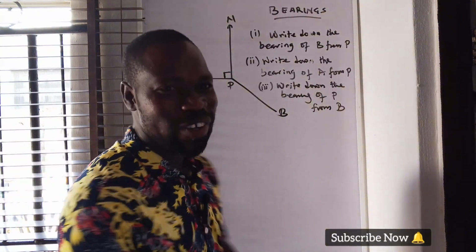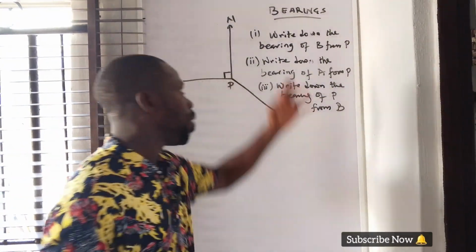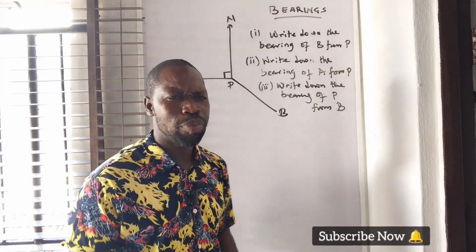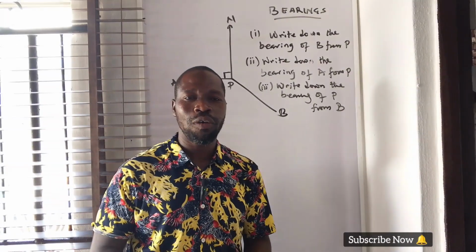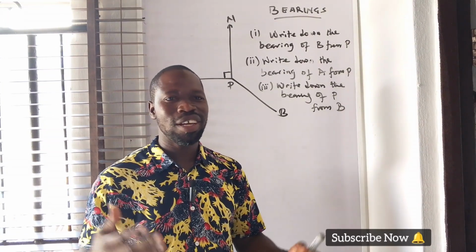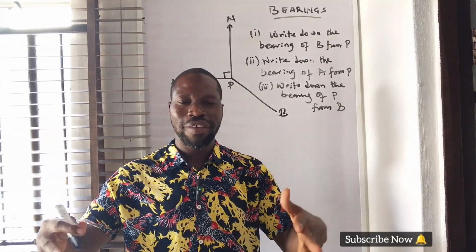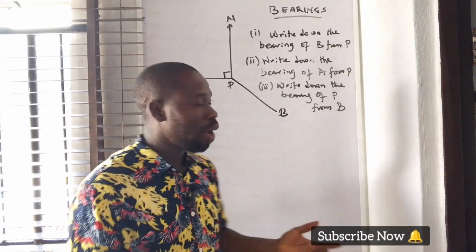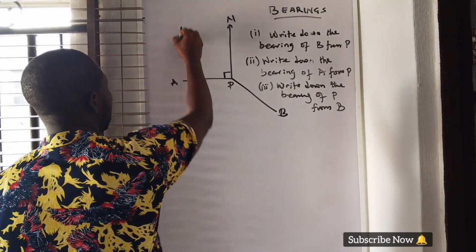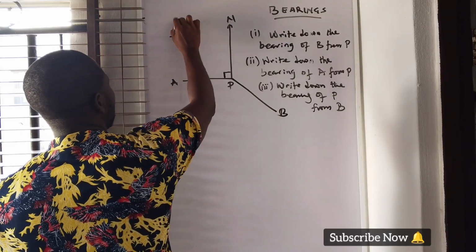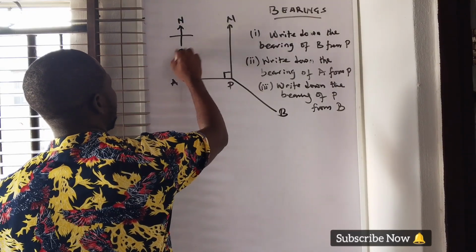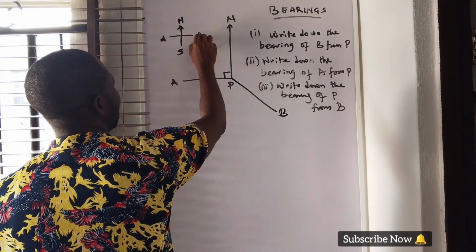All right, we're going to be looking at a very fantastic topic: bearings. Bearing is the mathematics of distance and direction, so the mathematics of location, direction, and the distance between them. When you're dealing with direction, we're going to be dealing with the four cardinal points: our north, our south, the west, and the east.